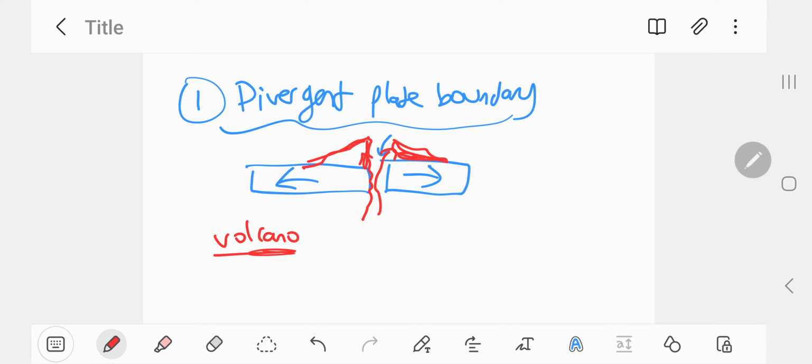When this happens in particular between two oceanic plates, you get a mid-ocean ridge in between. And when this happens on a continent, you get what's called a rift valley, and volcanoes, as I've shown here. Our divergent boundary is also sometimes called a constructive boundary, constructive because you've got new lithosphere being made.